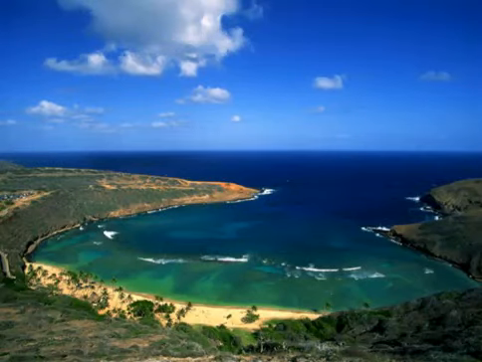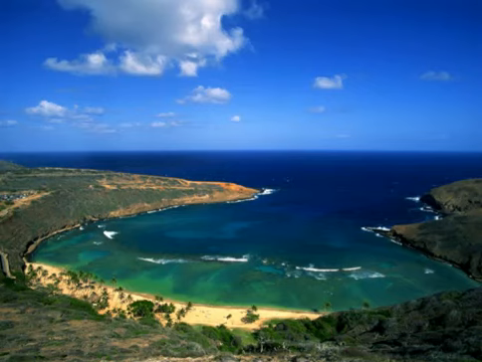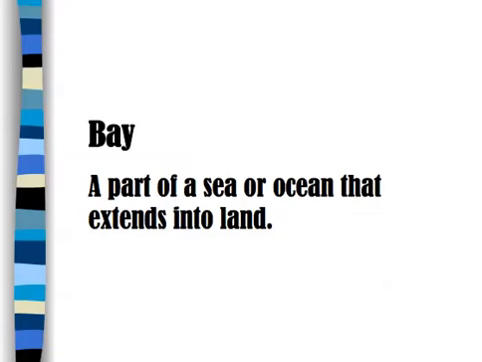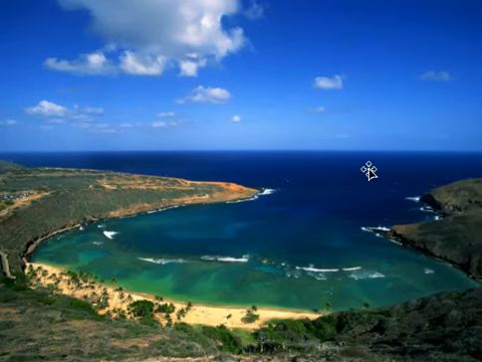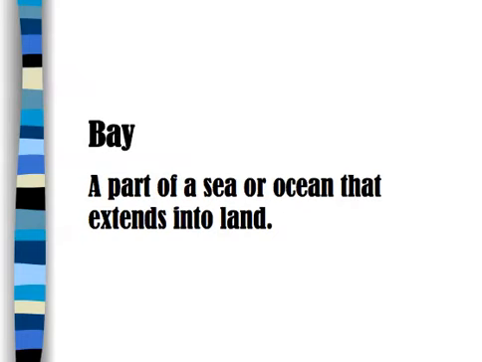What is this called? Do you know? If you said it's a bay, you're correct. Notice here that a bay is a part of a sea or ocean, which is what's out here, that extends into the land. Notice this little shape here. That's the bay itself. And here's your definition: a part of a sea or ocean that extends into land.